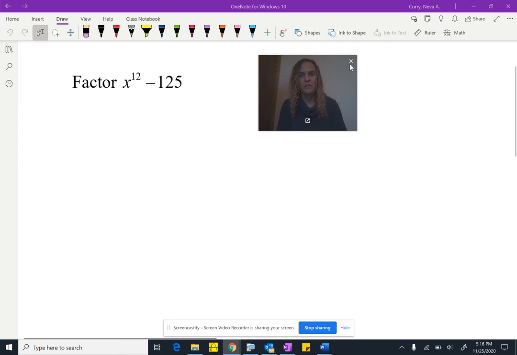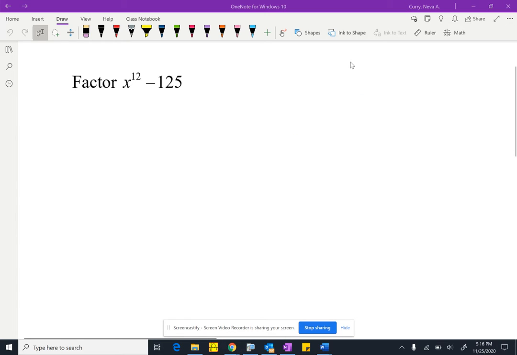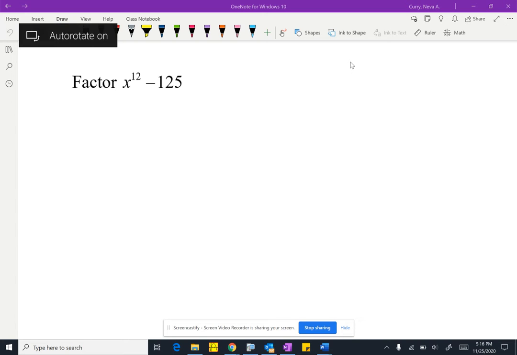So here we go with factoring x to the 12th minus 125. Again, it could help to write that down so that you can follow along. Now, with this one, we have a difference here. So we need to decide if it's the difference of cubes or the difference of squares. And what's interesting is the exponent 12 is divisible by 3 and 2, so that might not be as useful. And then we want to look at the 125. Well, the 125 is not a perfect square, but 125 is a perfect cube. And so this will be the difference of cubes.